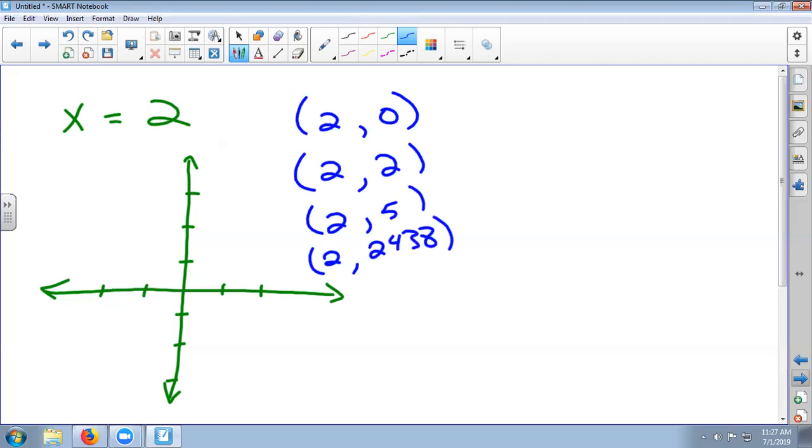Okay, so what's the x value? 2. The y value simply doesn't matter. It's up there somewhere, right? The y value simply does not matter. All that matters is the x value. This is the graph. It's a vertical line going up and down at x equals 2.